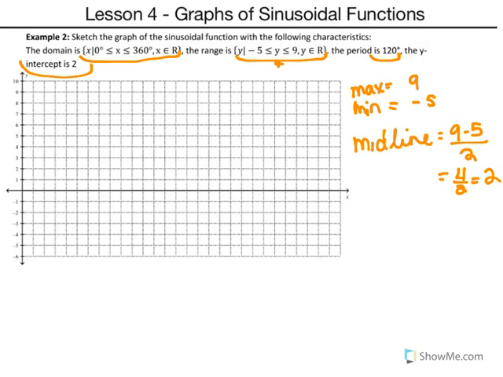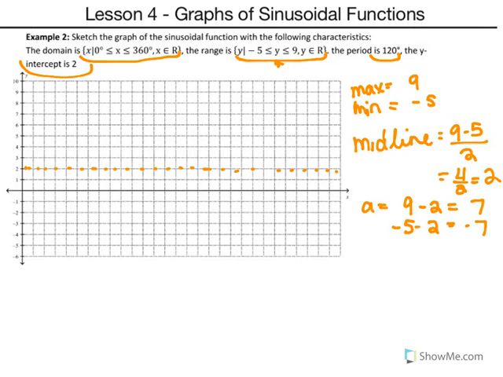So we can just lightly draw this in on your graph to start with. Now we need to find our amplitude. So we take 9 minus 2, and you get 7. Or you take -5 minus 2, which is -7. So that works.